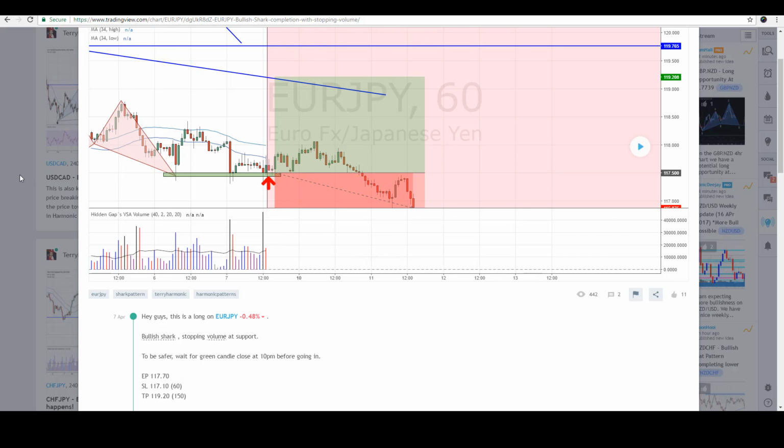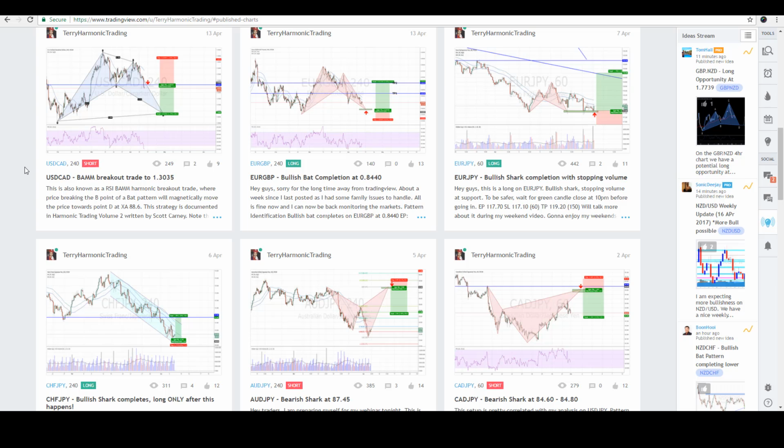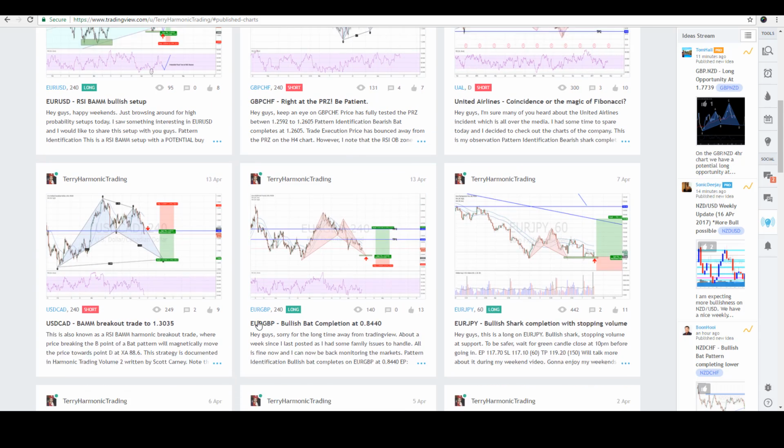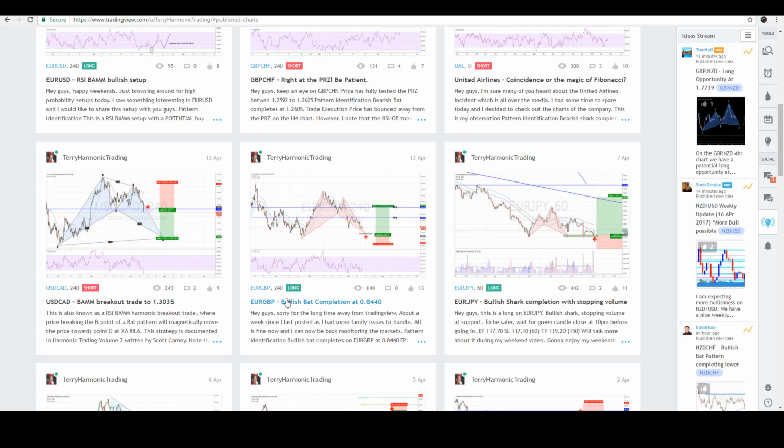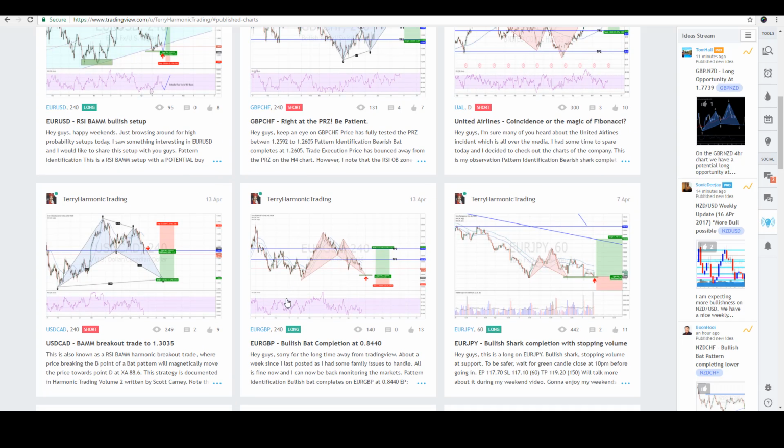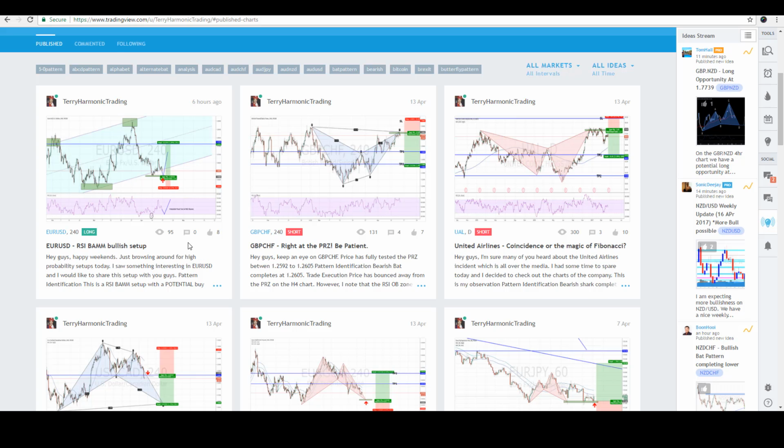So from these 2 weeks of trading, I understand the power of trend, and I'll be looking to take more trades which are with the trend. Okay, so I covered what I talked about 2 weeks ago. Now I'm going to preview a few setups that are likely to happen. First off, I want to talk about the Euro USD, which is completing this RSI Bamm setup.